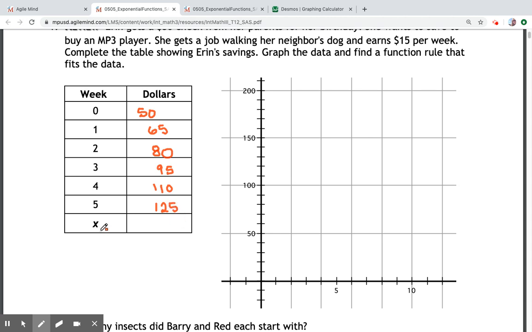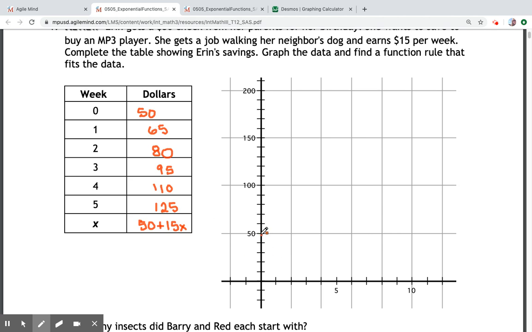So it looks like if I've got x, then my function rule is I start off with 50, and then of course we're going to add 15 times however many weeks it's been. Oh, and we're also asked to graph the data, so let's graph the data.